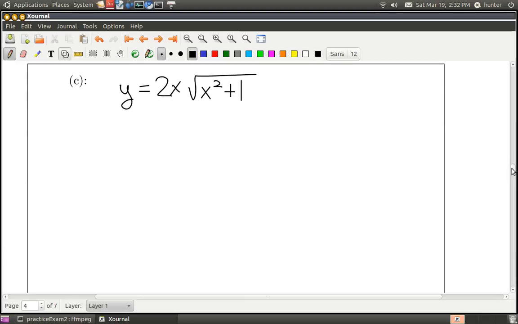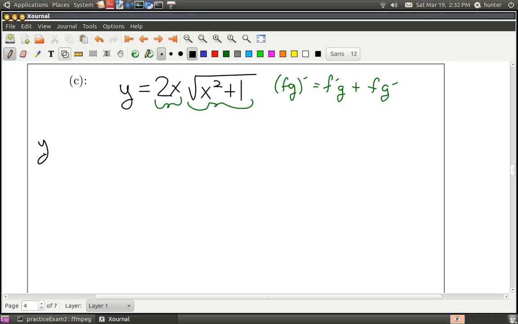Okay, so here I have to use the product rule. So I'm thinking of this as the product of that function and this function, and I'm going to use the fact that if I take the derivative of f times g, I get f prime g plus f g prime. So that's the rule I'm going to follow.